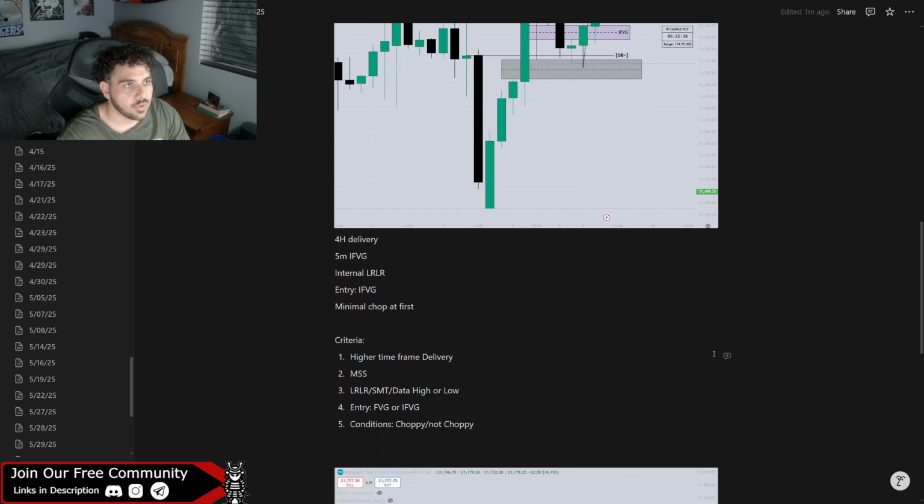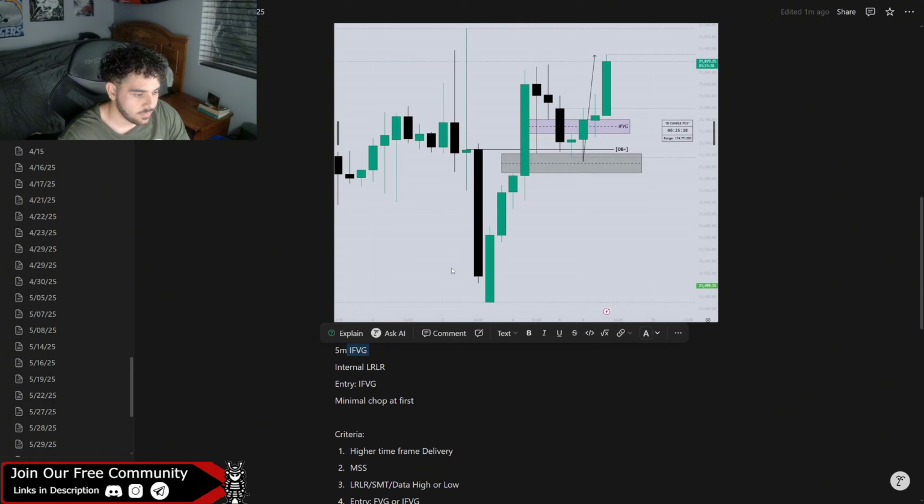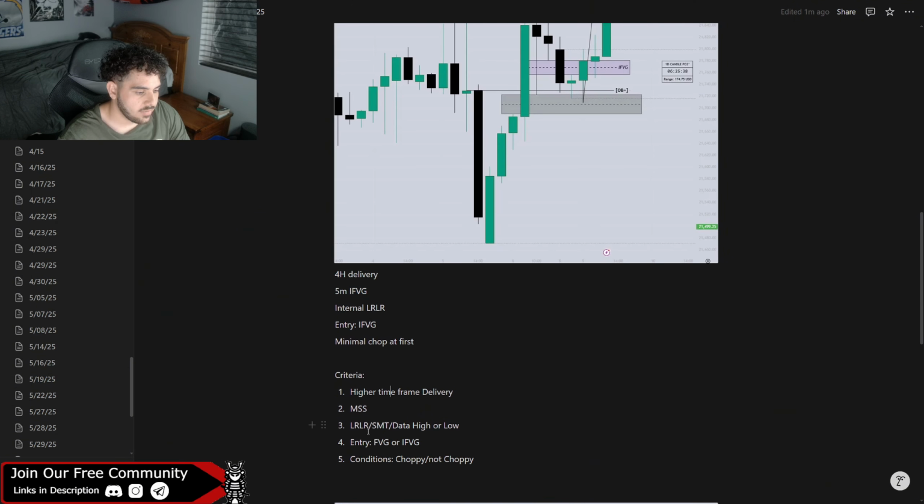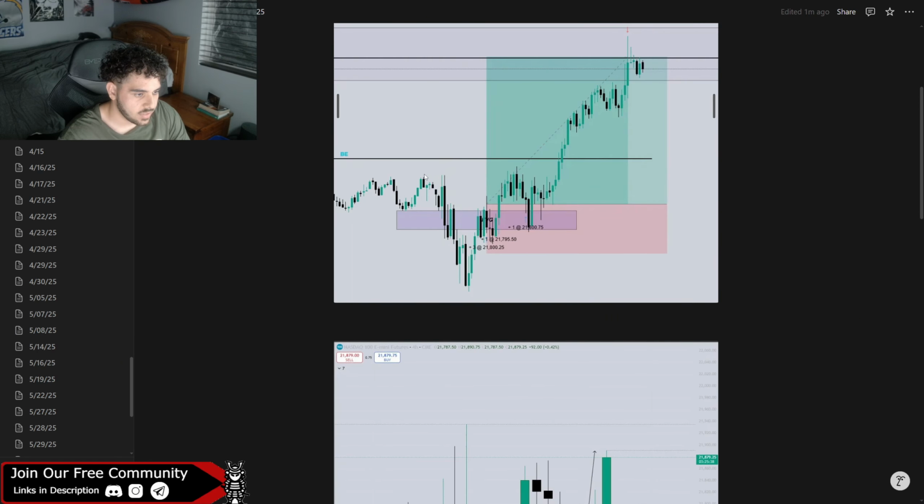So it's so simple. There's no reason why you guys cannot be journaling every single day. It's going to be this. What's my criteria? Higher time frame delivery. We have my 5-minute inversion fair value gap through here. We have a lower resistance liquidity run at these highs up here. You can see through that right here.